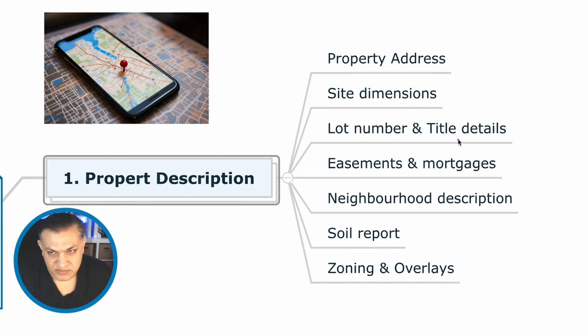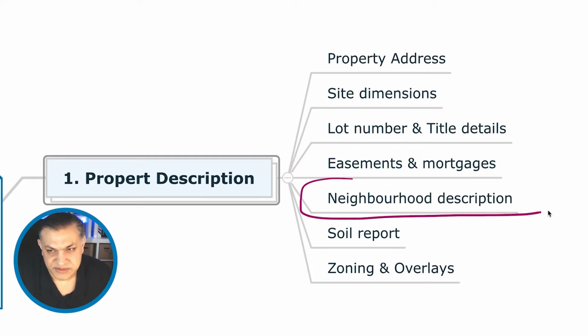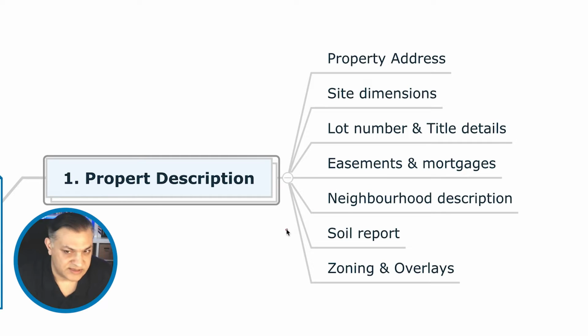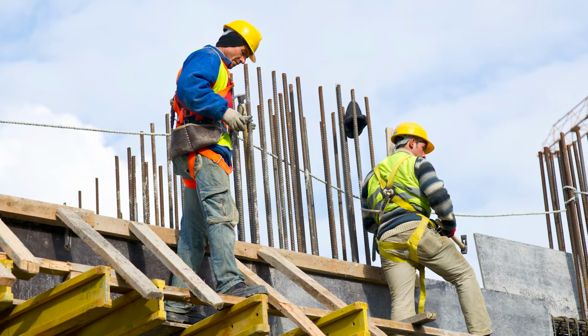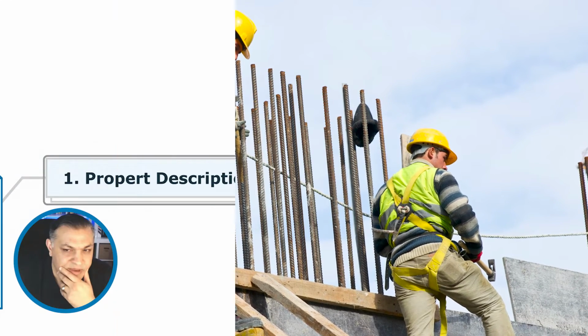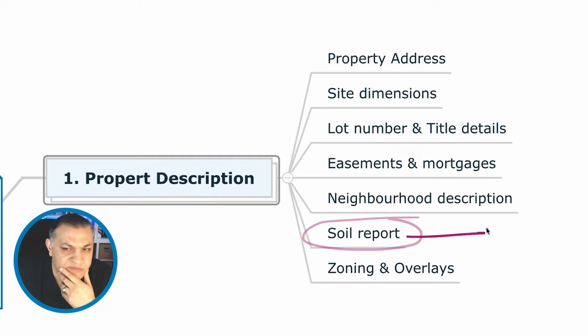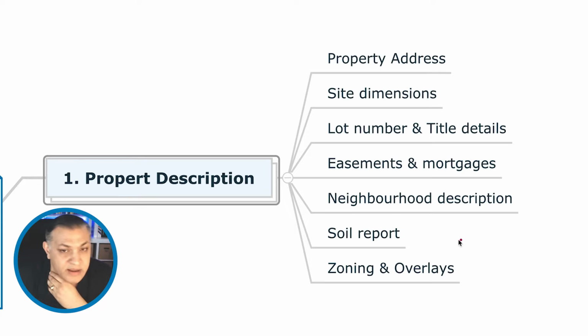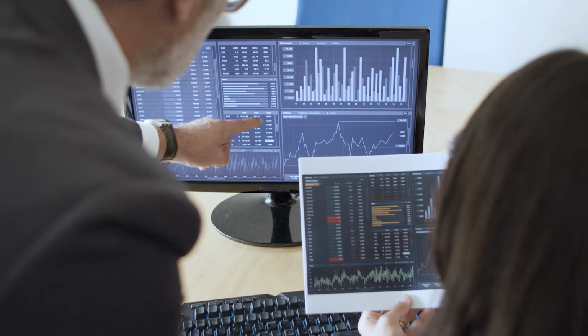You must have your lot number and title details, easement, mortgages, neighborhood description as to what's right next to it, what's behind it, what's in front of it, and things like that. And if you do have a soil report, that actually is really good because that tells what kind of construction is possible there. It's really good for engineering. In some cases you may not have that, but if you do, I would want to include that in your feasibility report.